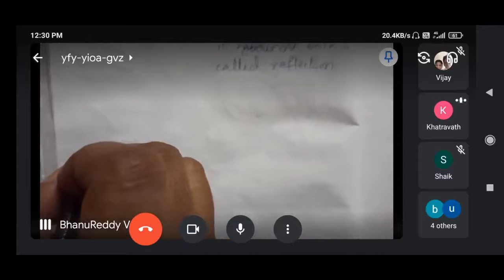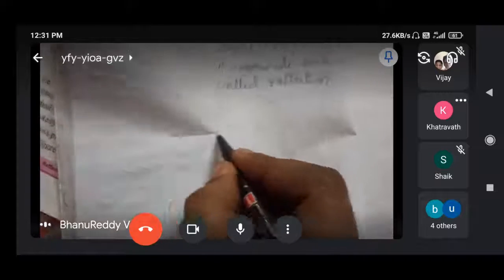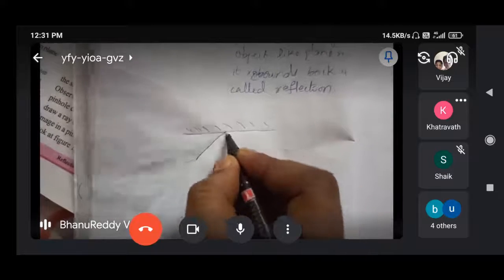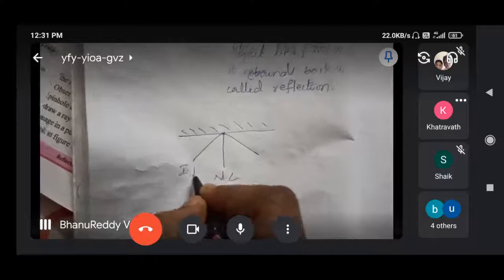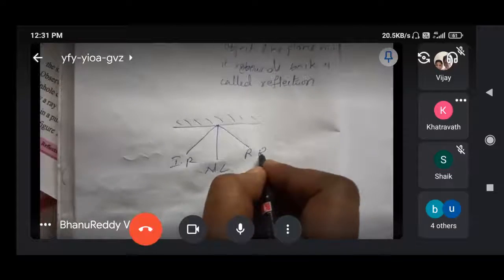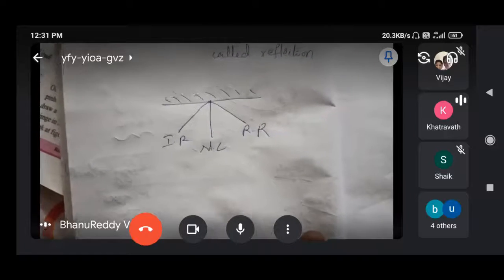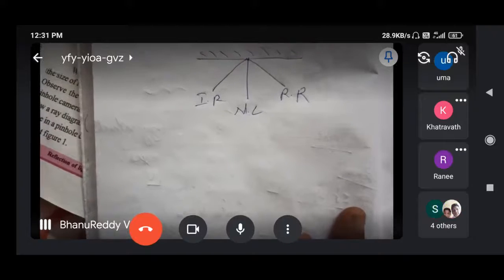And why is the angle of reflection equal to the angle of incidence? Take a plane mirror; here the angle of incidence is always equal to the angle of reflection. This is the normal line, this is the incident ray, this is the reflected ray. Is the screen clear now? Okay.